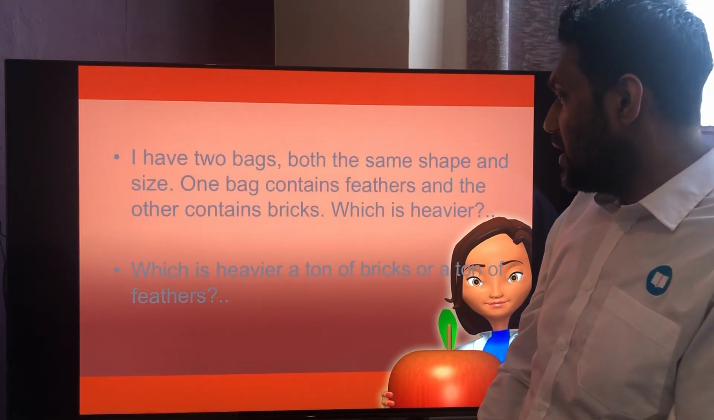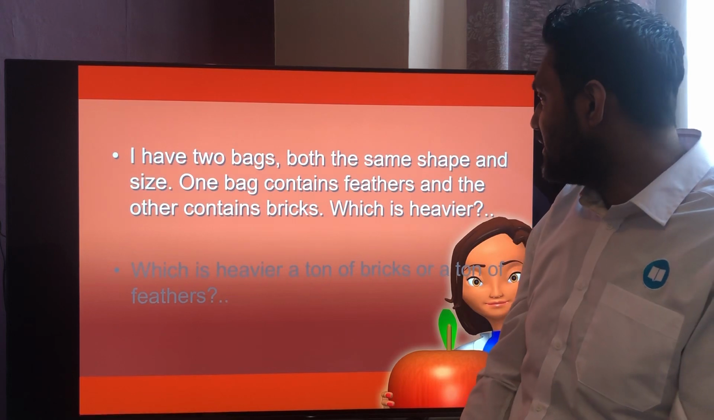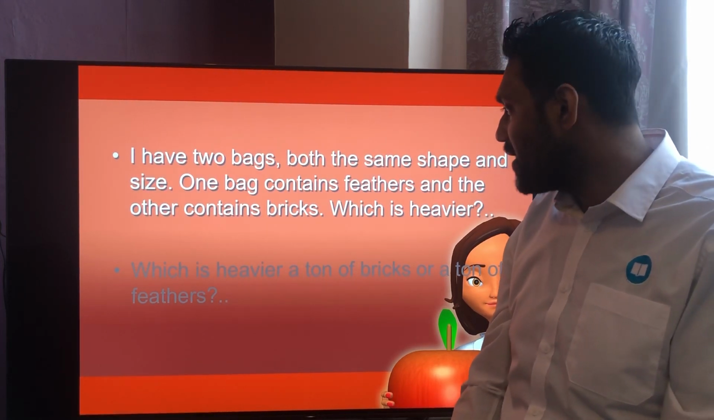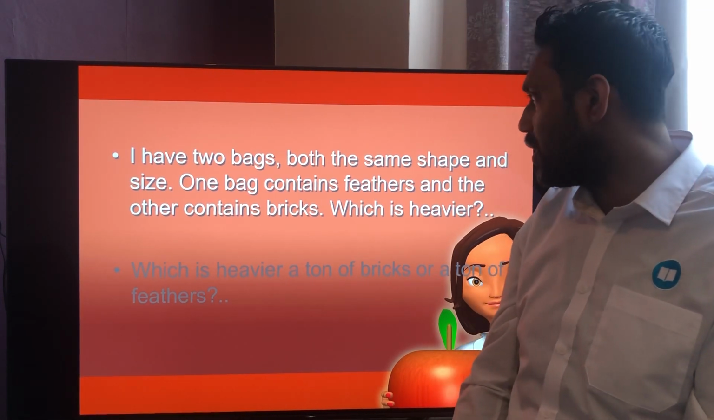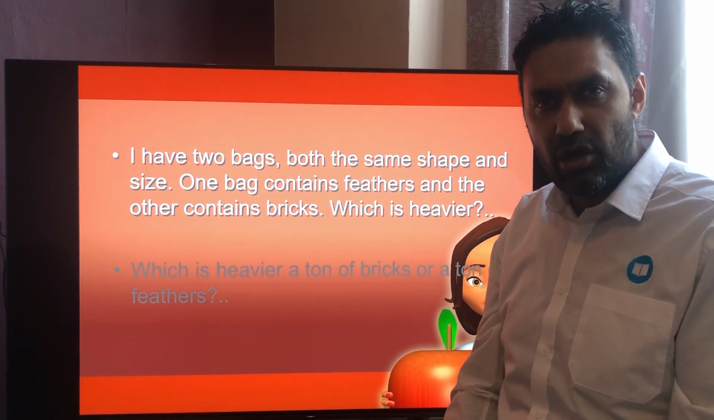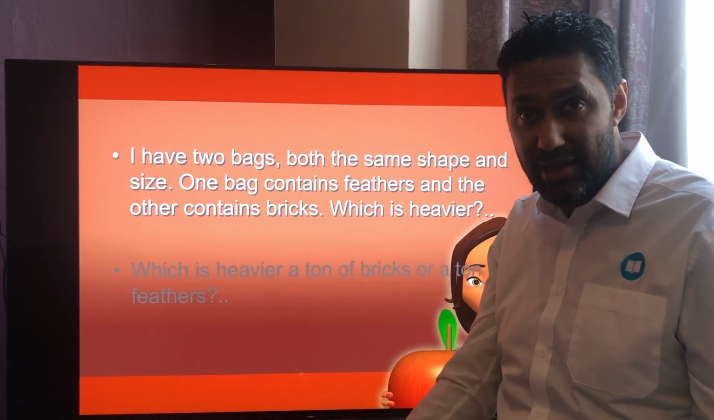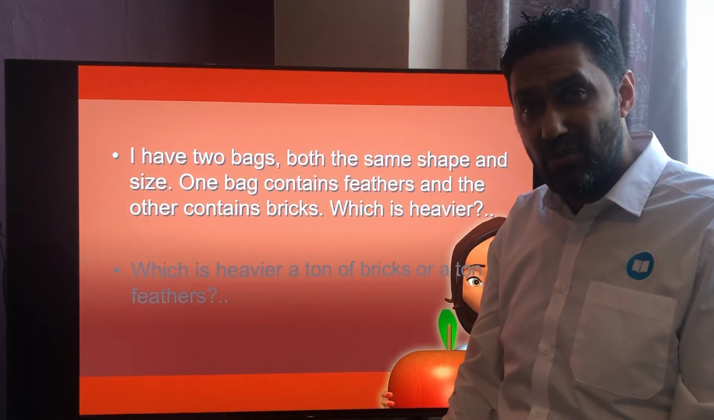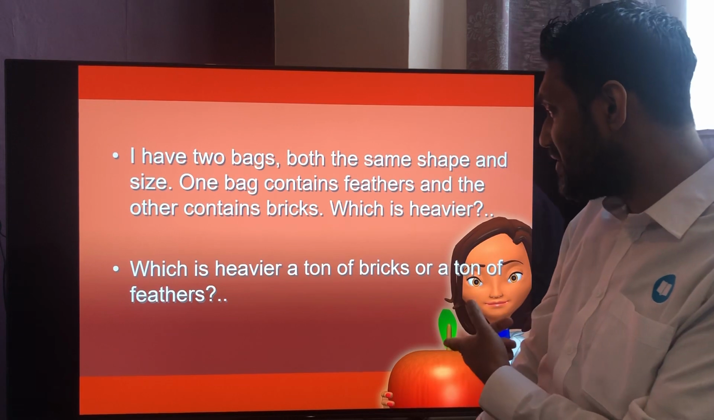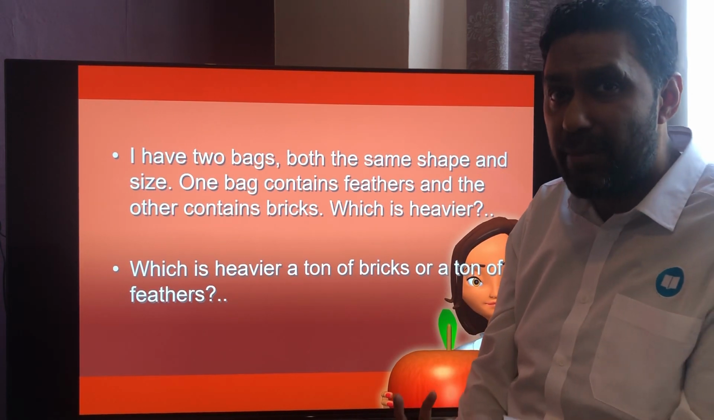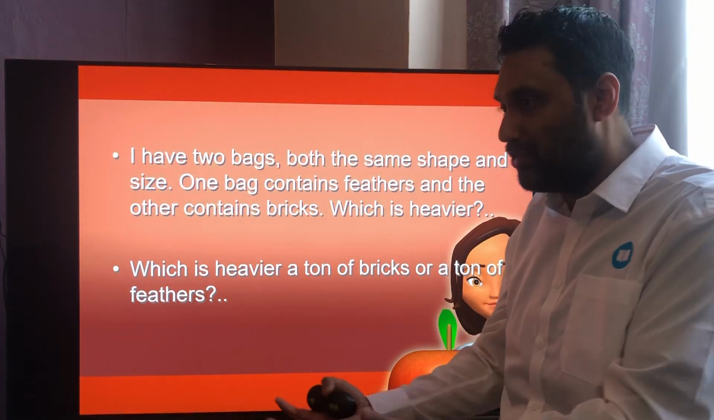So here's a bit of a strange question. If I had 2 bags, one bag had a ton of feathers, and another bag had a ton of bricks, which one would be heavier? So I've got 1 ton of feathers in one bag and 1 ton of bricks in the other bag. Which one would be heavier? Well, it's a bit of a trick question, don't you think? Which is heavier, a ton of bricks or a ton of feathers? Well, they've both got a ton. So with feathers, you automatically think, well, the feathers are going to be much lighter because they're feathers, and bricks are really, really heavy.